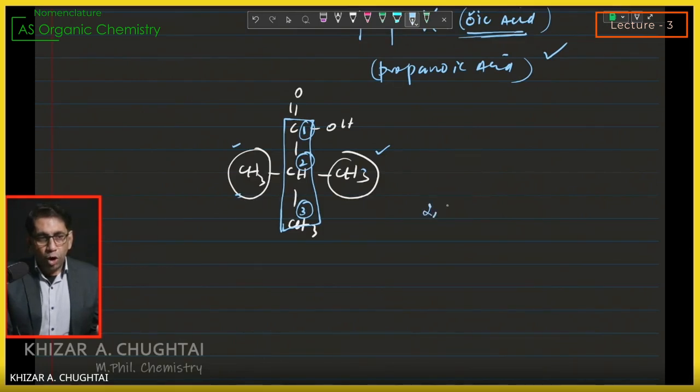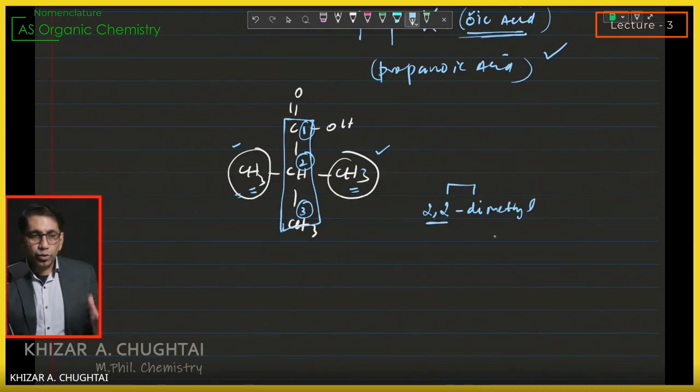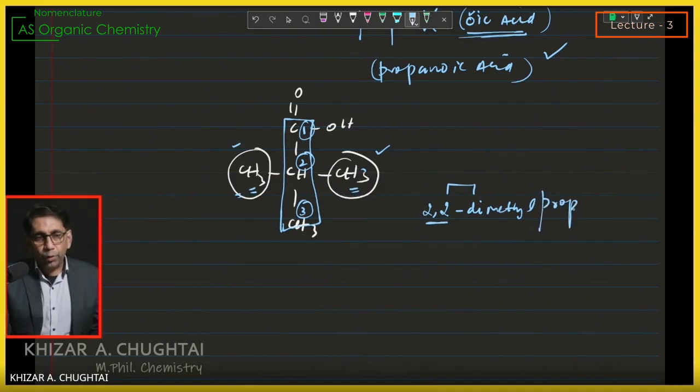So 2,2-di. Between numbers you will write a comma, and between a number and a word you will write a hyphen or dash. 2,2-di, and both branches are methyl. 2,2-dimethyl. Now come to the longest chain portion. How many carbons? 3 carbons. You will write prop. All carbon-carbon bonds are single in the longest chain. You will write "an", and for carboxylic acid, you will write "oic acid".